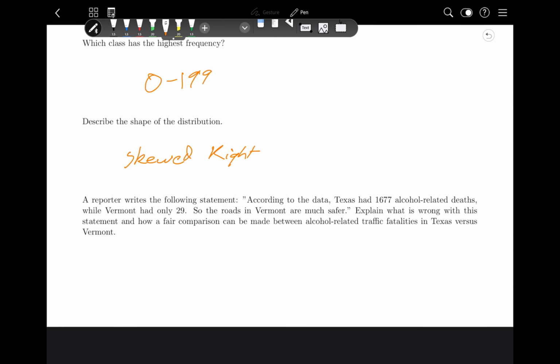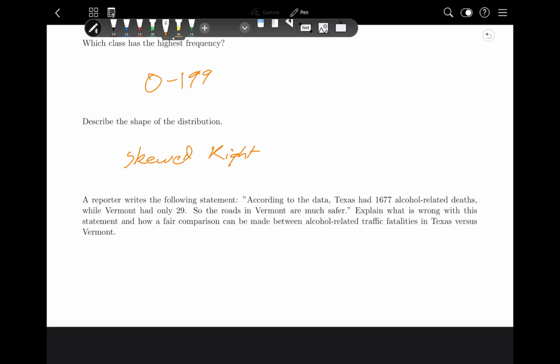And then the last question here is more a conceptual one about reading this data. It says a reporter writes the following statement. According to the data, Texas had 1,677 alcohol-related deaths, while Vermont had only 29. So the roads in Vermont are much safer. Explain what is wrong with this statement and how a fair comparison can be made between alcohol-related traffic fatalities in Texas versus Vermont. So the problem here is population, right?